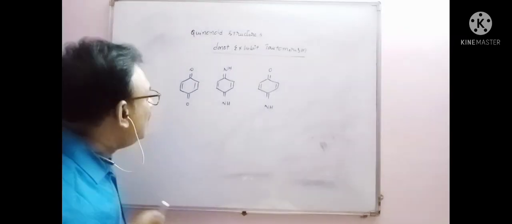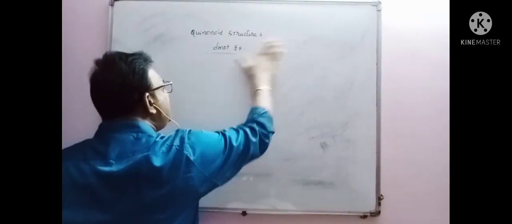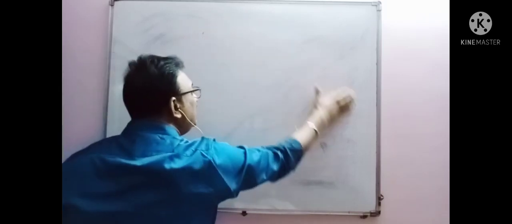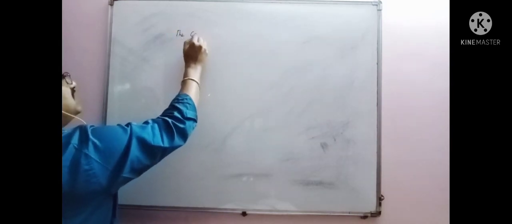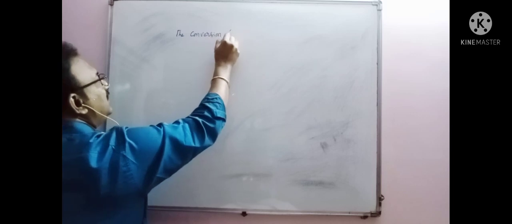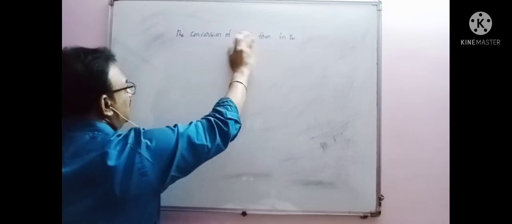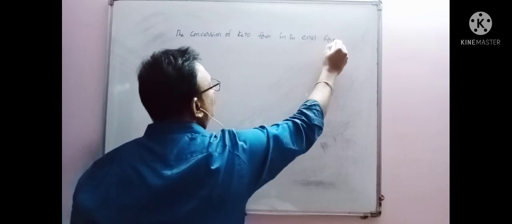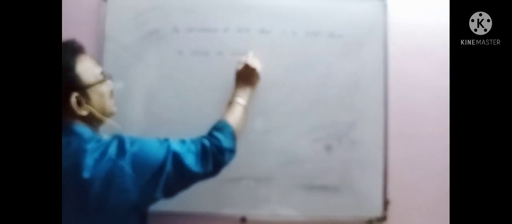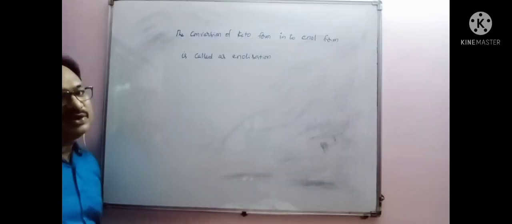Okay. Now, one more important point. The conversion of keto form into enol form is called enolization. Do all of you understand this point? The conversion of keto form into enol form is called enolization.